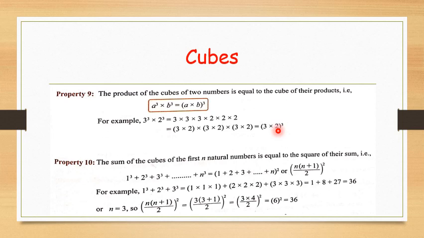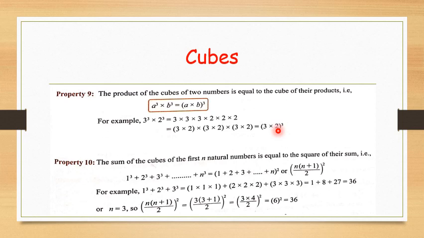So this is also another important property कि अगर हमारे पास कोई दो नंबर का क्यूब निकालना है हमें और उनके क्यूब को मल्टीप्लाई करना है, तो हम उनके क्यूब को निकाल कर मल्टीप्लाई करें या पहले उनको मल्टीप्लाई करके फिर क्यूब निकाल लें. बोथ विल गिव यू द सेम रिजल्ट. Okay, so 3 cube into 2 cube can also be written as cube of 3 into 2, that is 6 cube. Okay.